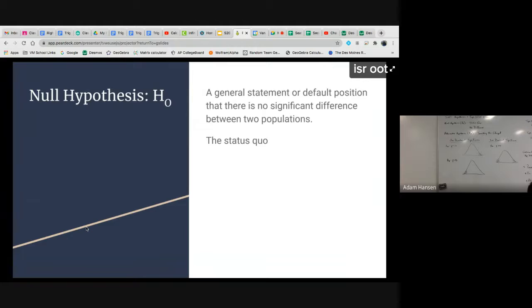The null hypothesis is a general statement or default position that there is no statistically significant difference between 2 different populations. There is no difference. It's the status quo. Assume that nothing has changed. Everything's as it has been and as it should be. There's no statistical difference. There is no change in comparing 2 different populations. Status quo means everything's as normal, as it should be. That is our base state, in other words.